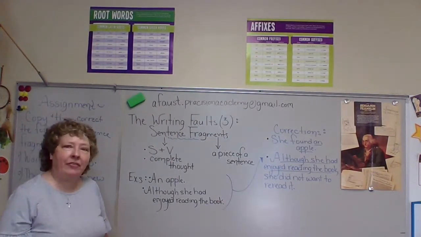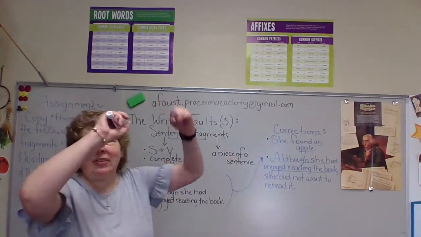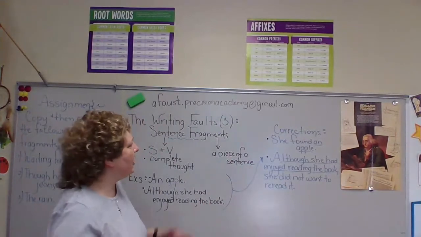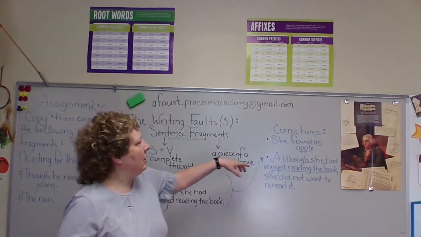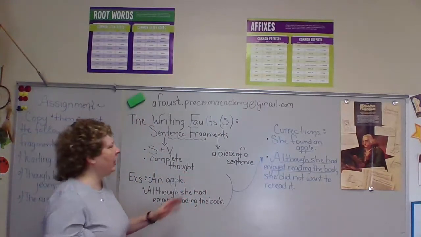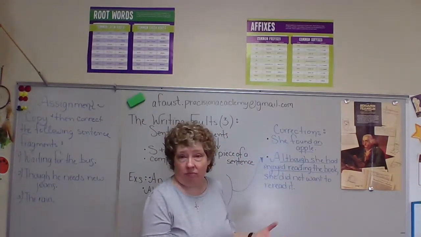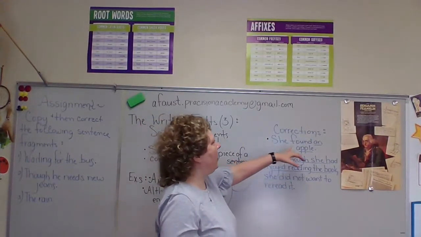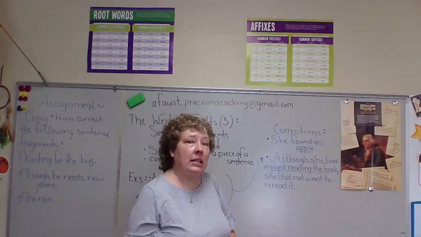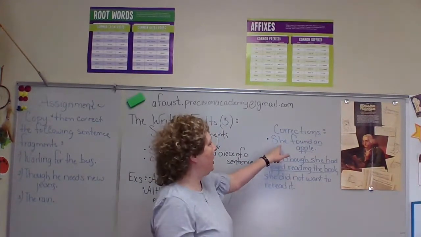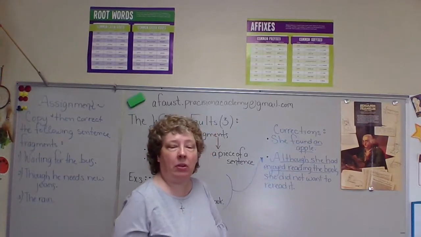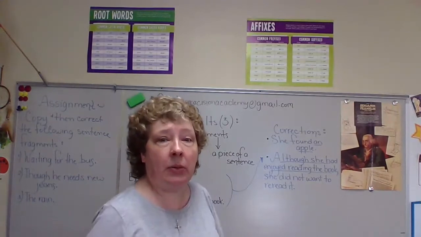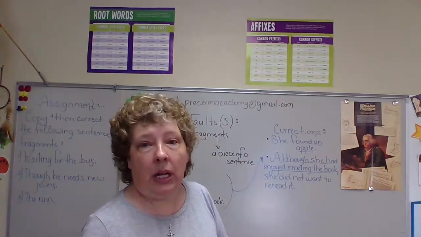Okay. Although she enjoyed reading the book. So we got to fix it. We may have to add a subject. We may have to do a verb. We may have to do both. So let's look at the corrections. So these are your fragments. Here are the corrections, or one example of each. Could be different ones. She found an apple. That's a sentence, isn't it? Subject, verb, and the rest. She found an apple. Or you can turn apple into the subject, and apple fell on the floor.